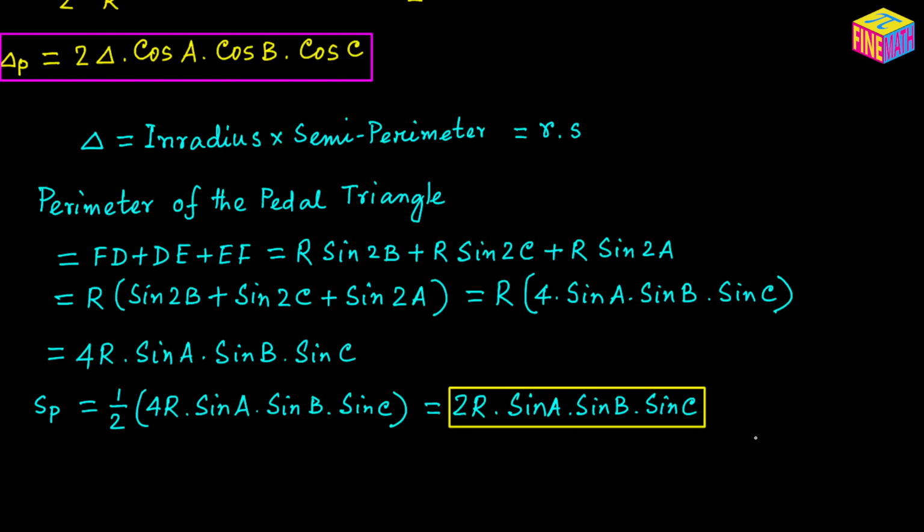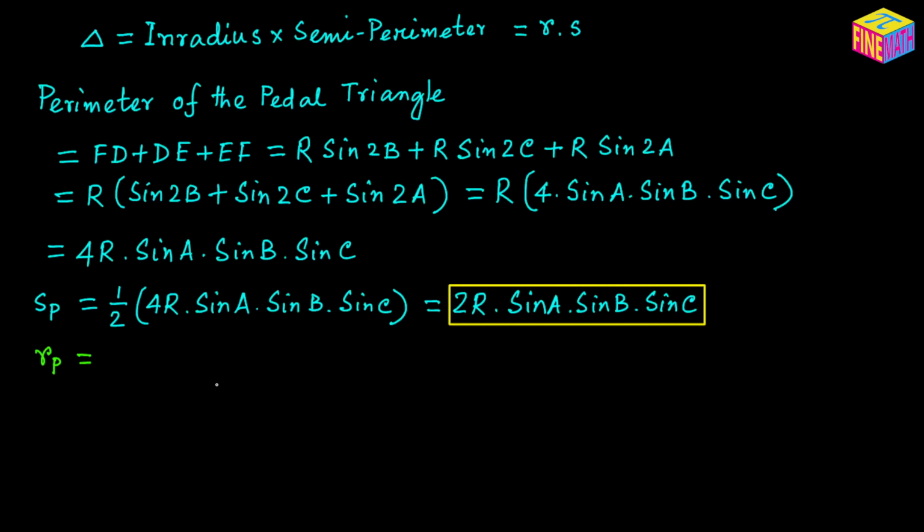So that is the semi-perimeter of the pedal triangle, and we have already calculated the area of the pedal triangle. So now we can easily calculate the inradius of the pedal triangle. If I denote that by lowercase r subscript p, so r sub p to indicate that this is the inradius of the pedal triangle, that will be equal to the area of the pedal triangle over the semi-perimeter of the pedal triangle, because up there you can see that the inradius is equal to area over the semi-perimeter, and that's exactly what I am going to use here. And what was the area of the pedal triangle?